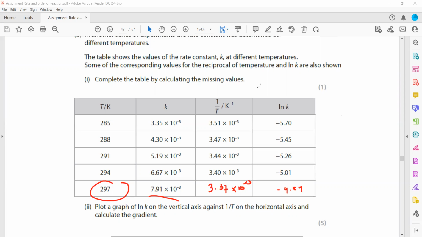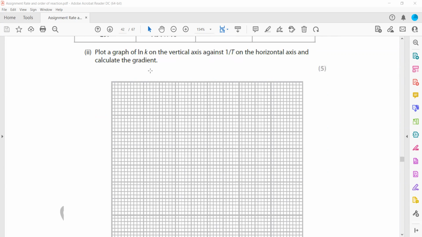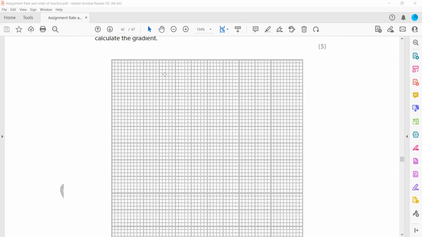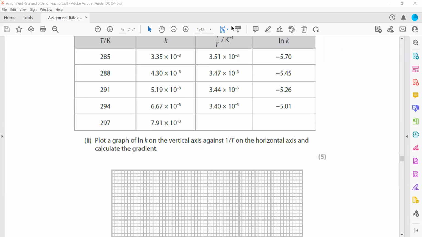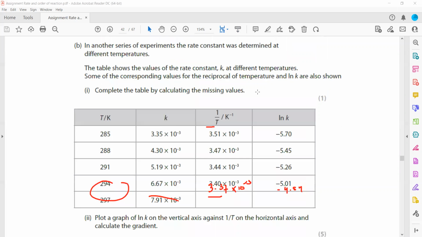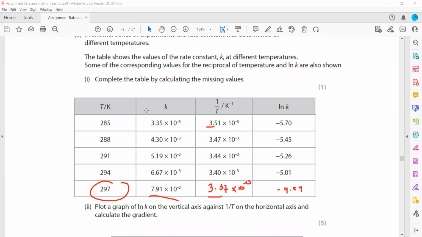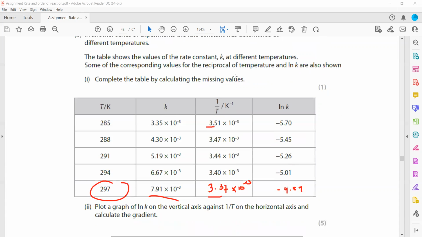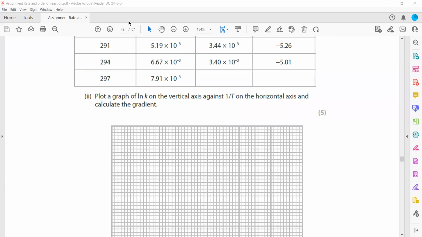When you select the scale, you have a minimum value of 3.37 up to 3.51 here, and 4.8 to 5.7 for the other. So you don't have to select a full scale starting from 0. Plot a graph for ln k on the vertical axis, which is from 4.8 to 5.7, so I can start with 4.8. For the x-axis, 1 over T, I have a smaller number, 3.37, so I can start with 3.3, then 3.4, then 3.5.